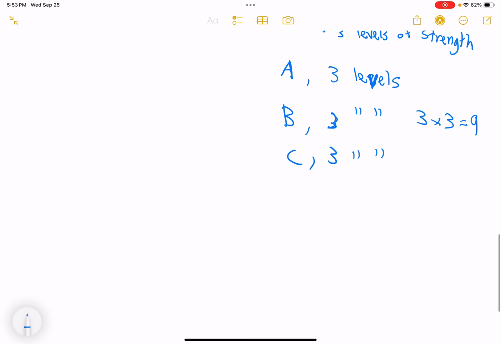So let's say the 3 levels of strength that we have are moderate.